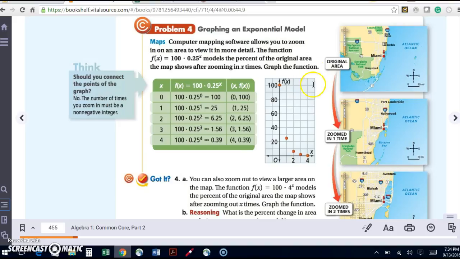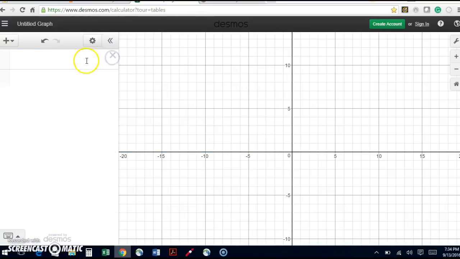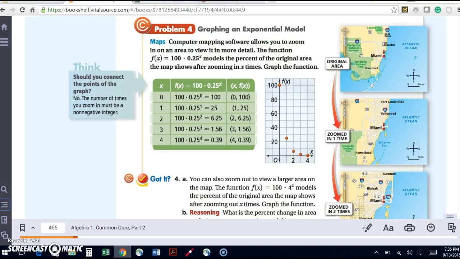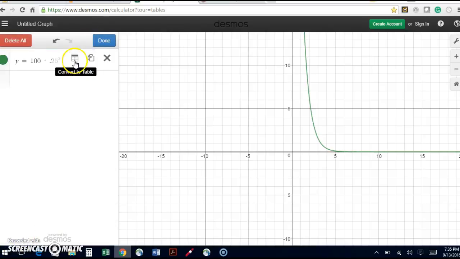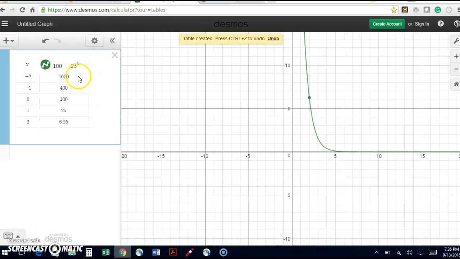Graph the function. Well, we don't have to graph it because we have our free graphing calculator at www.desmos.com, and I can just put it in. So I have y equals 100 times 0.25 to the x. I can get out my chart and just hit convert to table, and it's the same value.